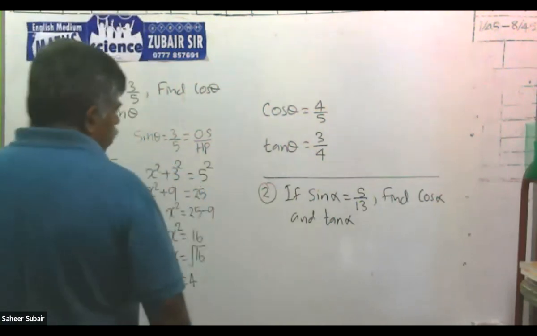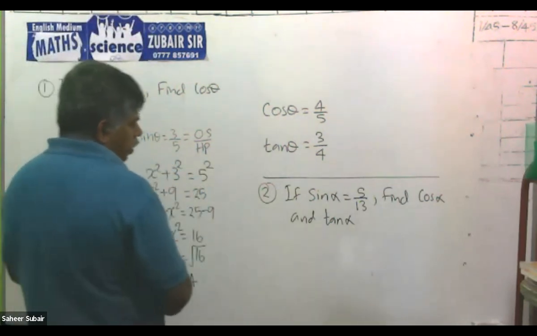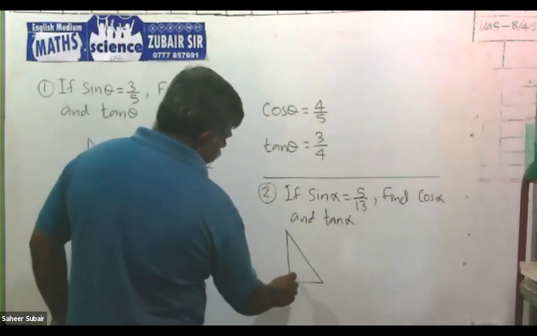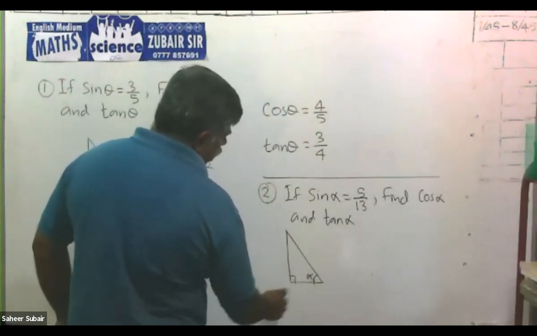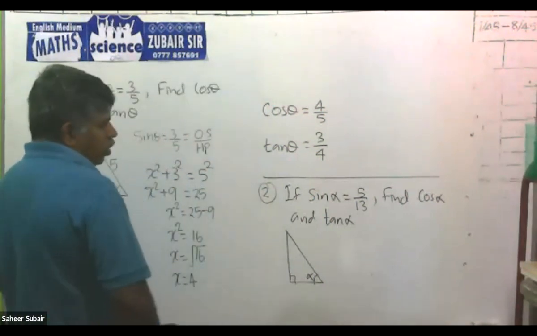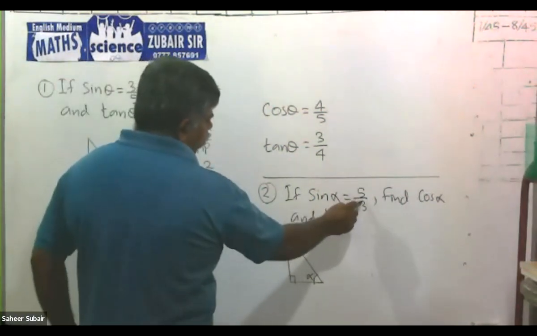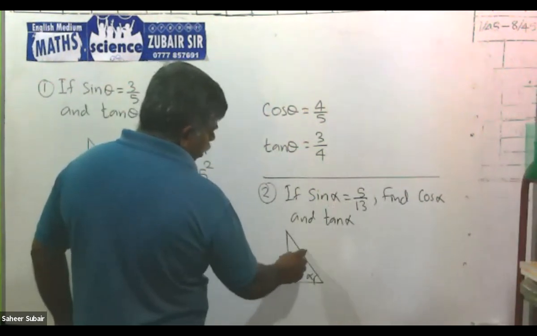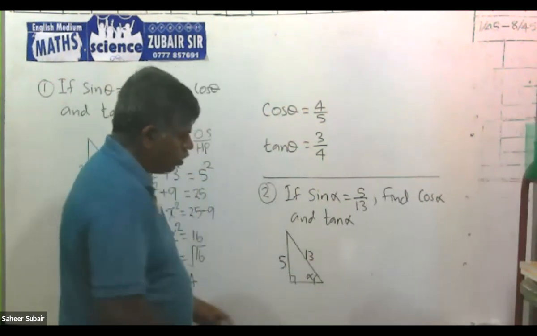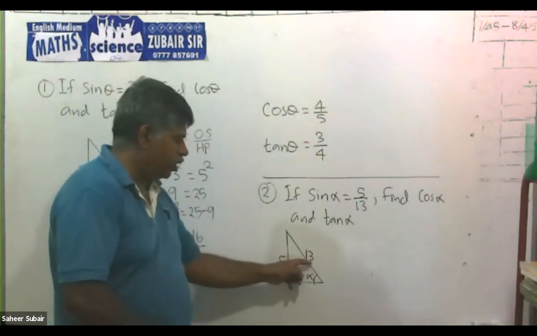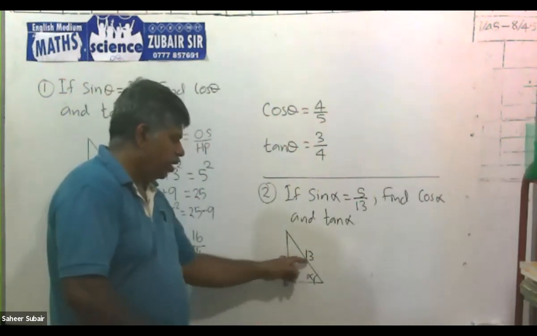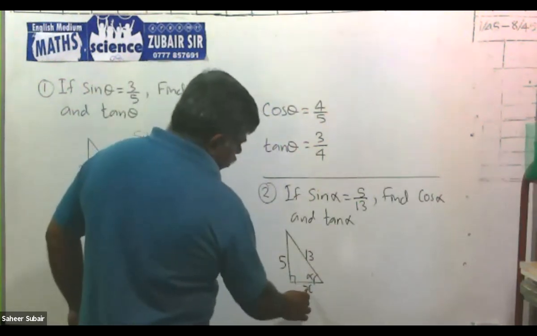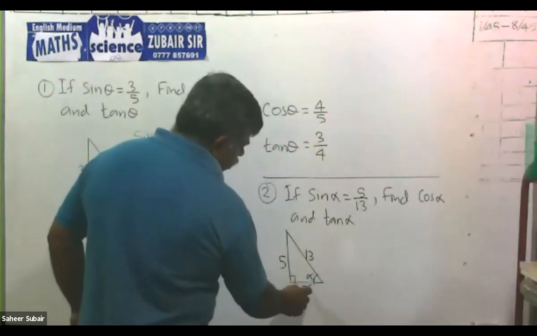Then here also sine alpha is given. Draw a right angle triangle and mark one angle as alpha. Sine alpha is 5 over 13. That means the opposite side is 5 and the hypotenuse is 13. We don't know the adjacent side, so we'll call the adjacent side x or some other letter.